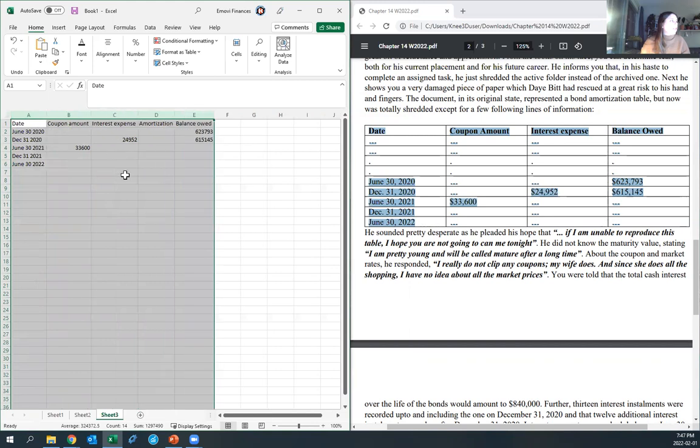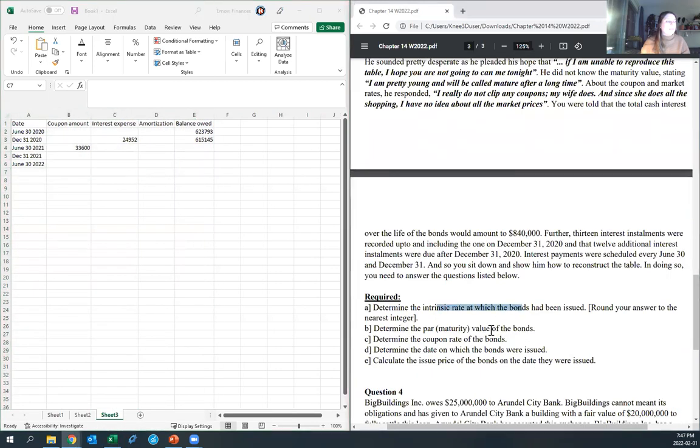So the first thing they're asking us for is the market rate, which is the interest rate. And normally, how do you use the market rate? You use it to calculate your interest expense. You use your market rate times the carrying value of the previous period to find your interest expense for the current period. So you can find it with the numbers here. You have the interest expense for December 31st, 2020, and you also have the previous carrying book value. Normally you would have done the market rate times the balance owed, and you would have gotten this number. So we're going to work it backwards.